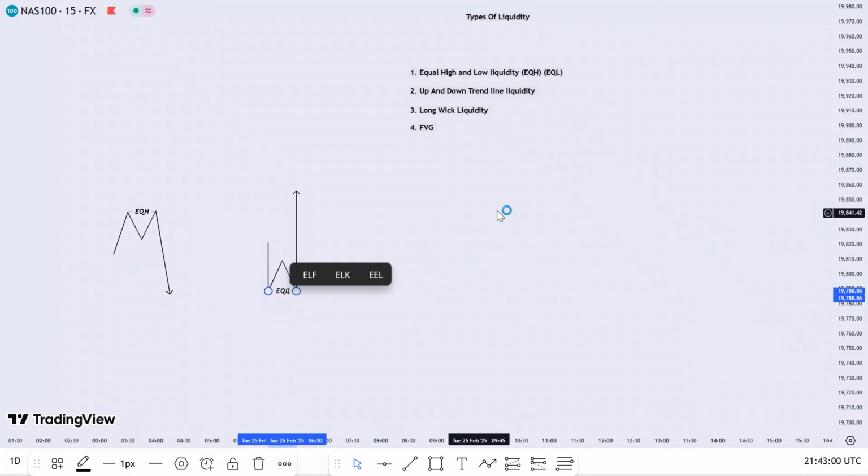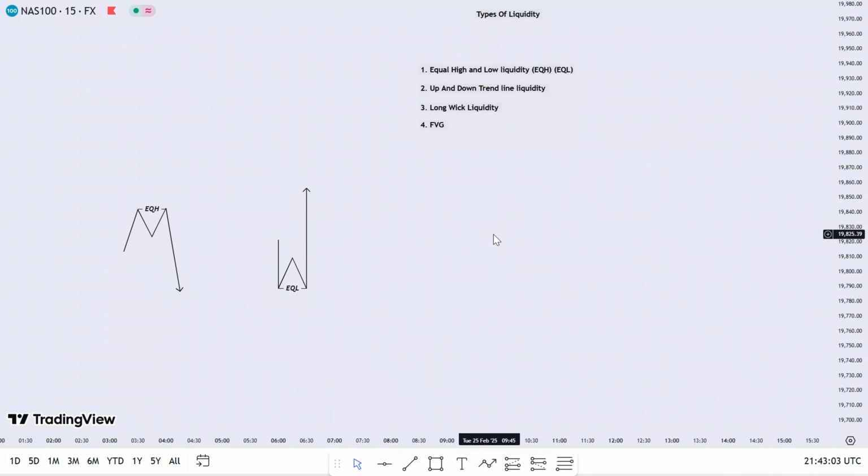Then for the other one, which is the up and down trend line liquidity. Now this up and down trend line is just basically your higher lows and higher highs, and your lower highs and lower lows. You understand? So just like a channel liquidity, just as the name implies.